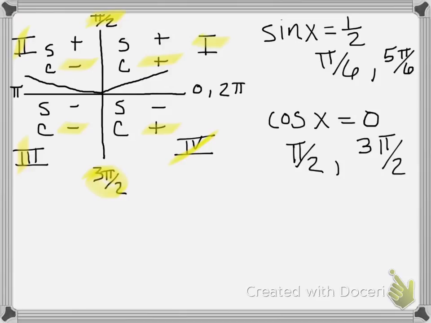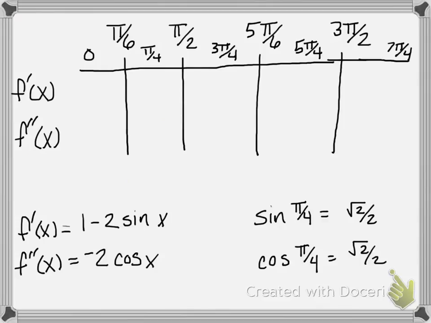Okay, so pi over 6 and 5 pi over 6, along with pi over 2 and 3 pi over 2, are going to be our critical values. Okay, so I've made the number line, and I've put our f prime and f double prime over here, and I actually took the derivatives right here, and I put another little handy tidbit of information right here.